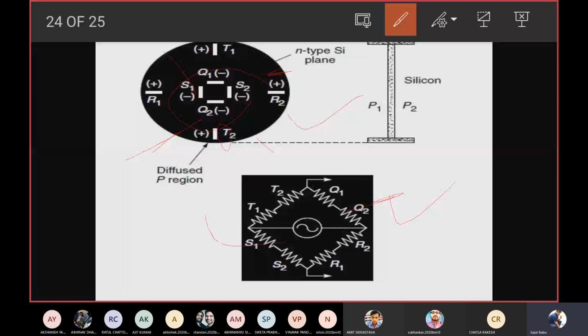Okay, so this is the strain gauge construction. Okay, so the PPT has ended.